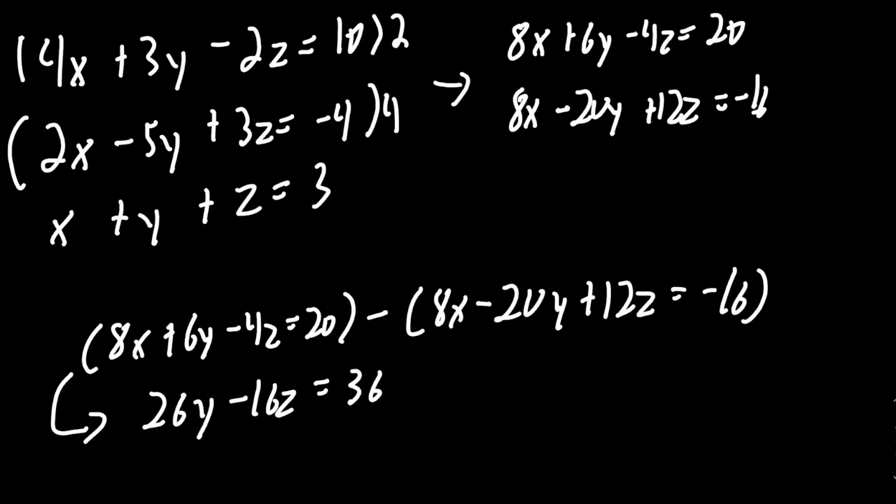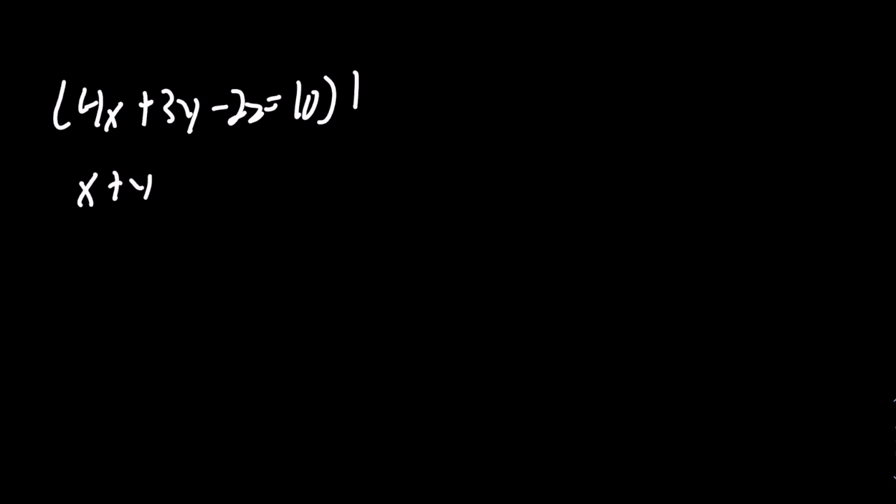Perfect. Now, I hope you guys wrote down the system of equations. If you didn't, go back and record it, because in this next step, we are going to eliminate x again by multiplying equation 1 by 1 and equation 3 by 4. So here we have 4x plus 3y minus 2z equals 10. We're going to multiply equation 1 by 1, and we have equation 3, which is x plus y plus z equals 3. The whole equation will be multiplied by 4.